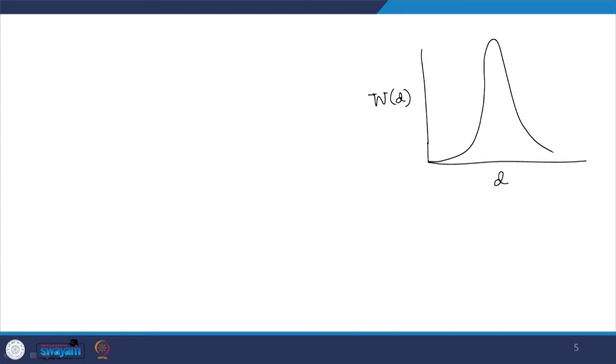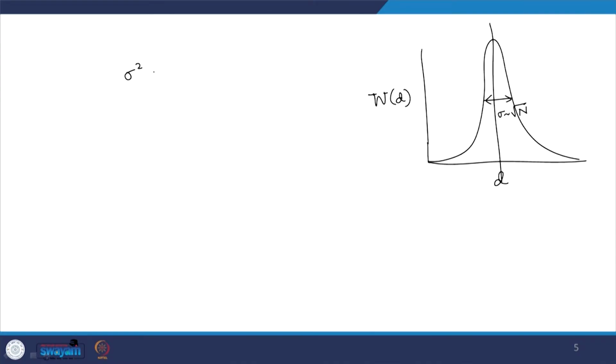If I now look at my W D versus D, this is going to be a Gaussian distribution, and the width of that corresponds to sigma, and sigma is going like square root of n, right. Now, we already have said that sigma is also the square root of variance, or sigma square is the variance, right. And what is variance?